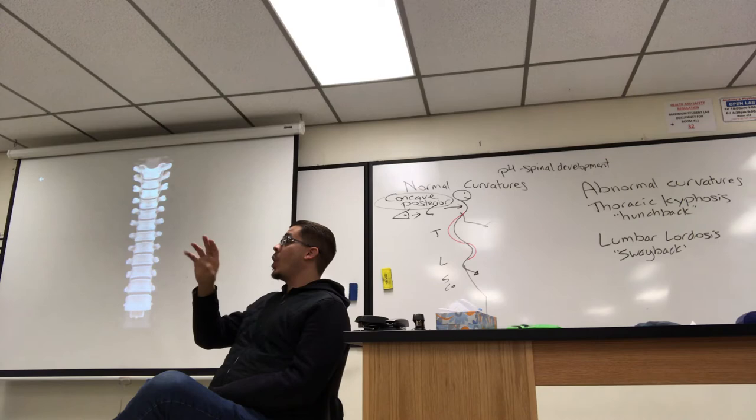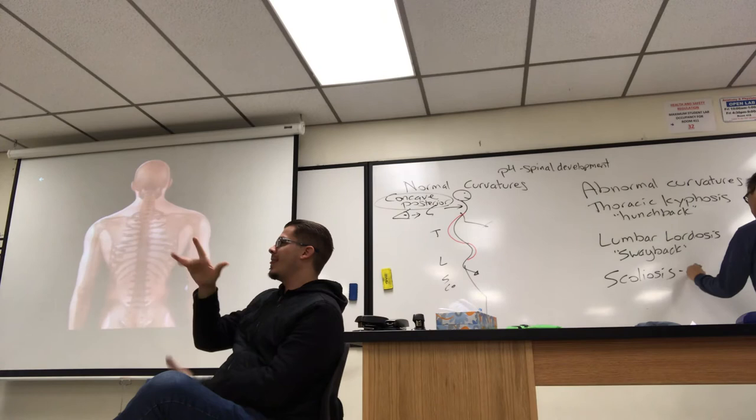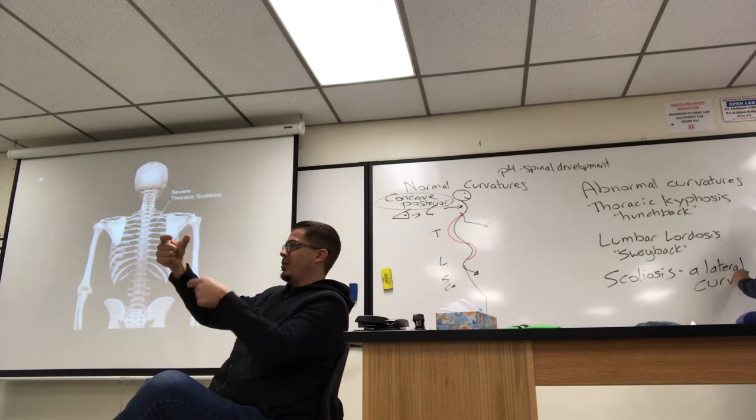Scoliosis is a back condition which causes the spine to curve to the left or right side. Thoracic scoliosis occurs in the middle part of the spine where a three-dimensional deformity of the vertebral column results in an abnormal curvature of the spine.